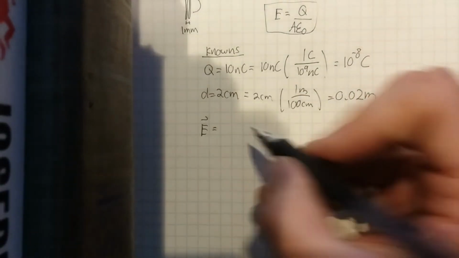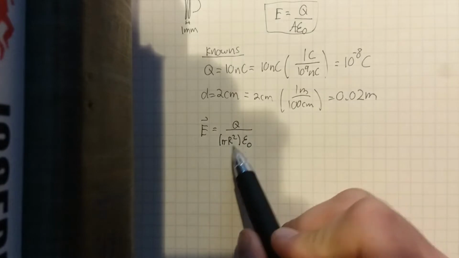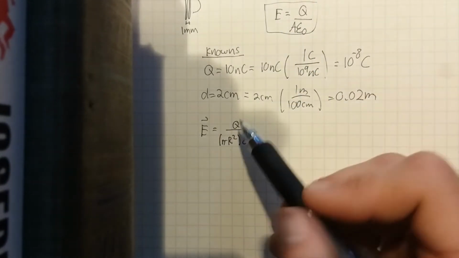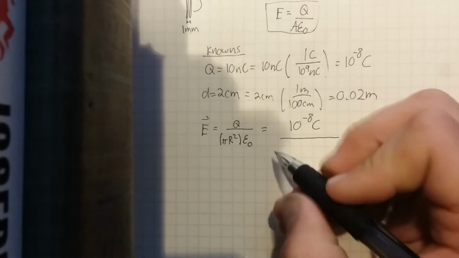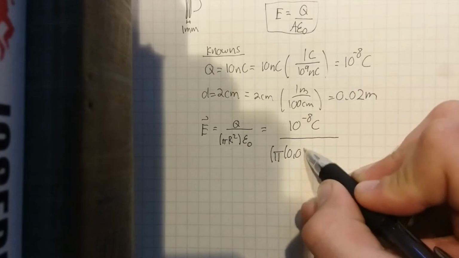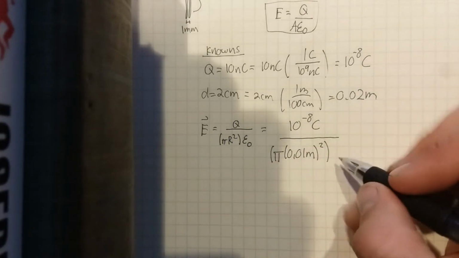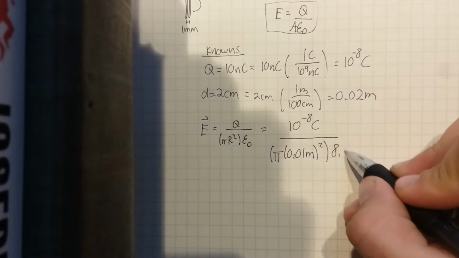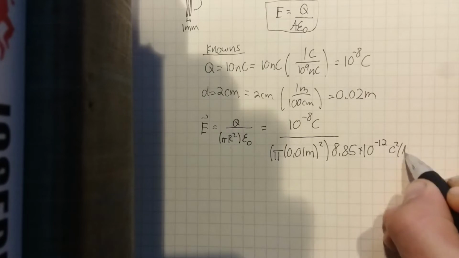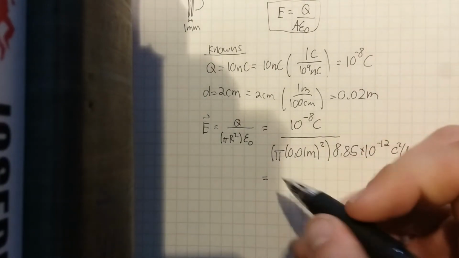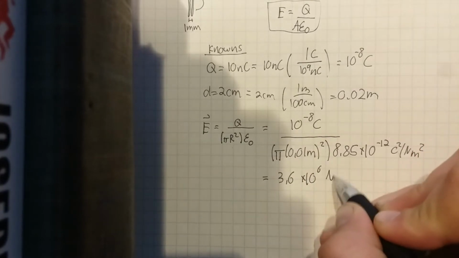So this is going to be Q over pi r squared epsilon naught. So where this pi r squared came from is because we want the area of a circular plate. So the area of a circle is pi r squared. So this is 10 to the minus 8 coulombs over pi times 0.01 meters squared. So recall that this is the radius, not the diameter. So if we want the radius, we need to take half of the diameter. And then epsilon naught, 8.85 times 10 to the minus 12 c squared per Newton meter squared. Okay, so if we plug all this into our calculator, we see that we get 3.6 times 10 to the 6th newtons per coulomb.